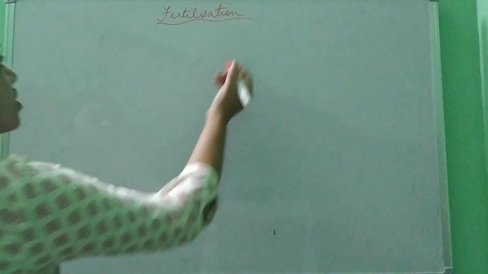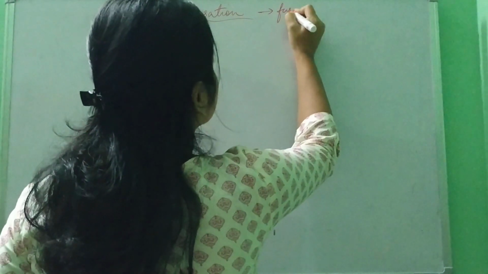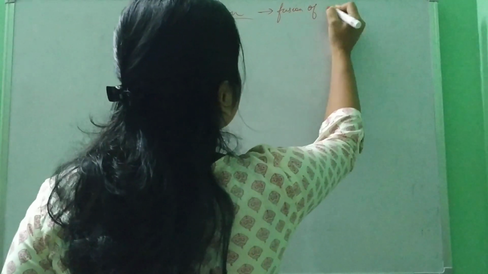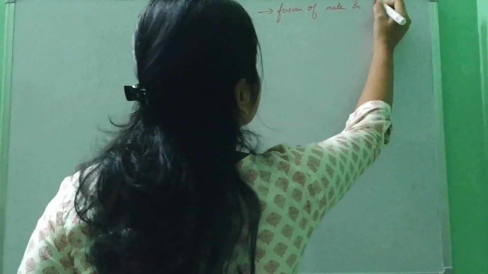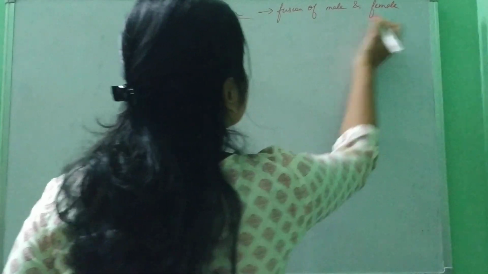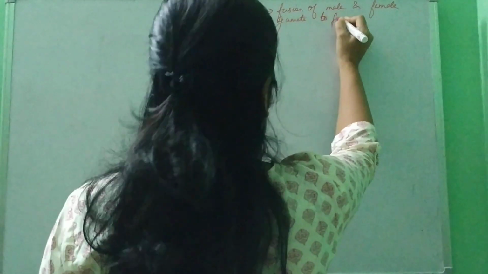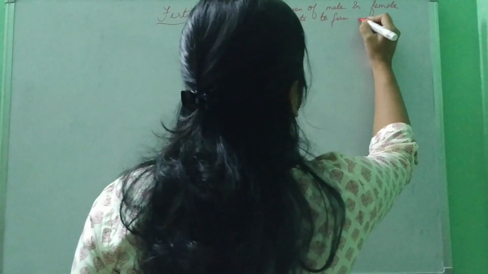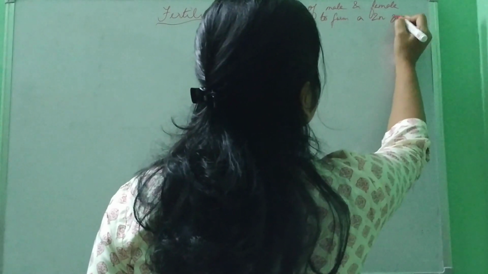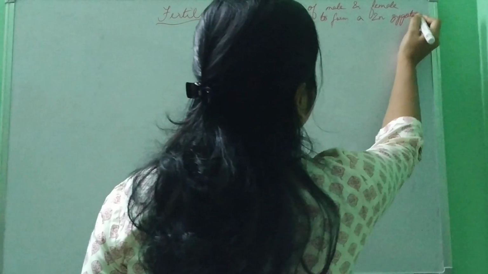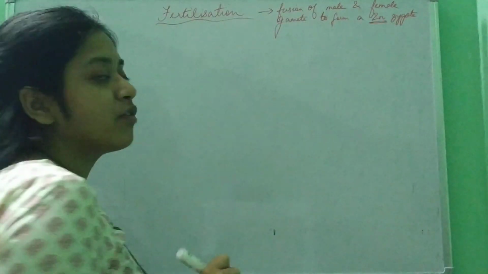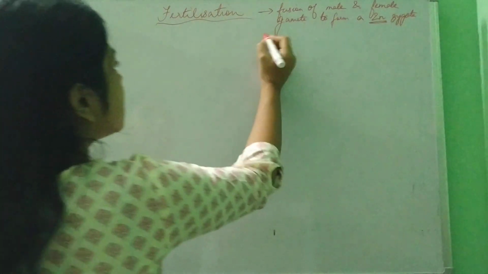So it is the fusion of male and female gamete to form a diploid zygote. Diploid means twice the n number of chromosomes. Diploid zygote. And where does fertilization occur?